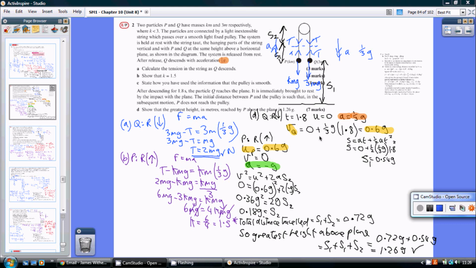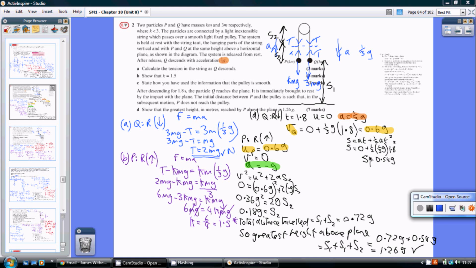Now, what we can also work out for Q, before we move on to worrying about P, is this distance S1, the distance that Q travels to hit the ground. So still sticking with Q, we're going to use s equals ut plus half at squared. The initial speed was 0, so the first term is 0. Then half times the acceleration, and then times t squared, which is 1.8 squared. So we know that the distance S1 as Q hits the ground is 0.54 g.